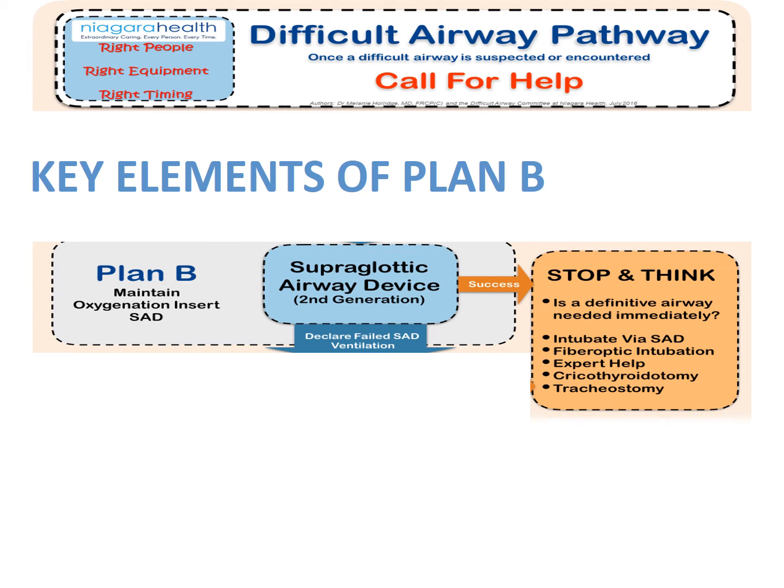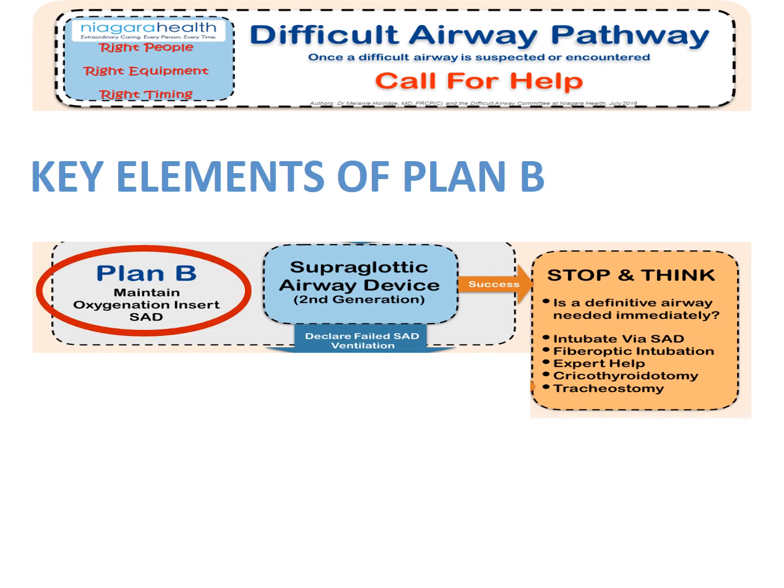And if we're actually successful, then we need to really stop and think, because we weren't able to get the tube in. So now we're oxygenating the patient well. We need to figure out, do we actually need a definitive airway right away? And if we do, then we need to figure out how we're going to secure that airway. We can intubate via the supraglottic airway device. We can do a fiber optic intubation. We can call someone else to help us. Or we can, if we think it was a major problem and we're not going to get anything from the top end, we could move directly onto cricothyrotomy or tracheostomy.